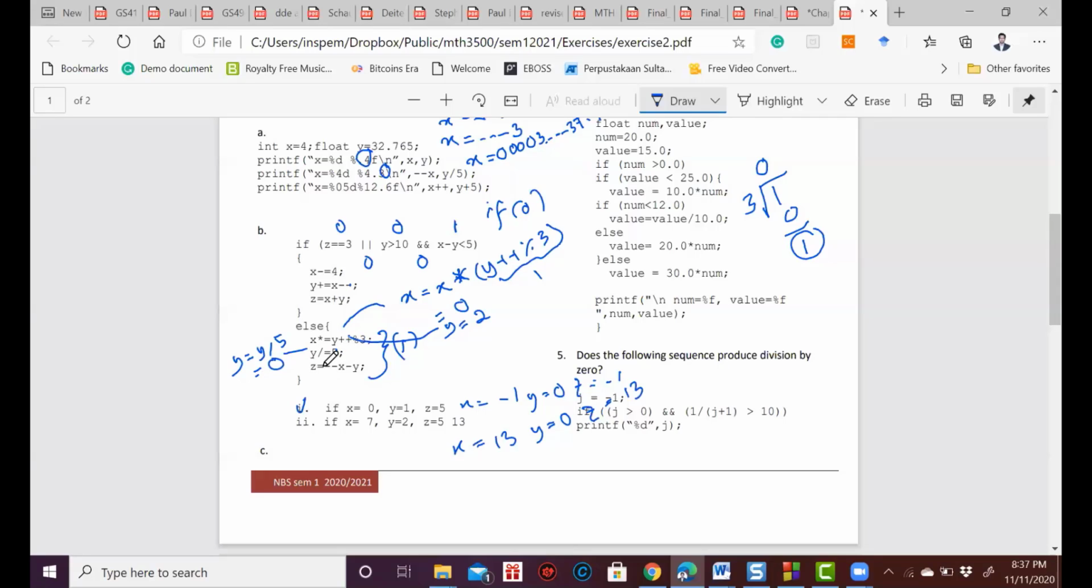Now z is equal to minus minus x. What is minus minus x? Here x is 1. Minus minus 1 is 0. X is 0.